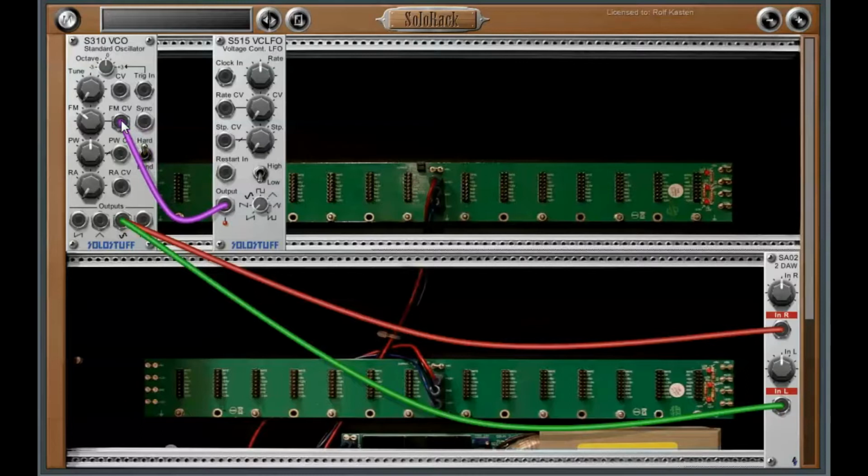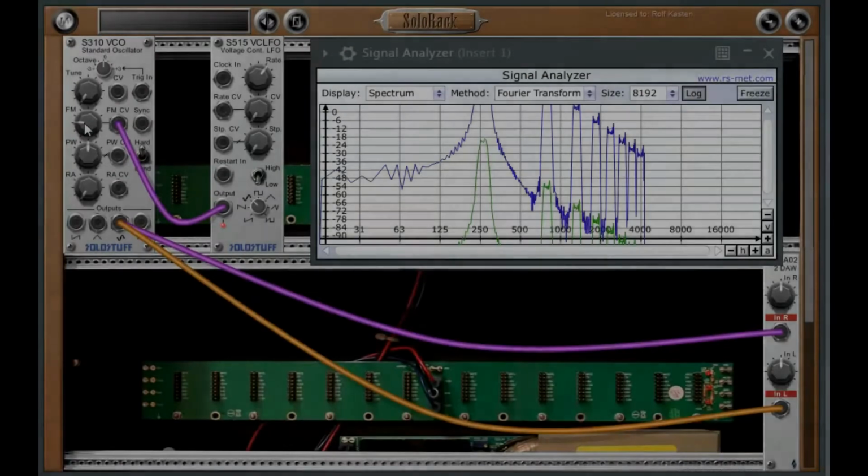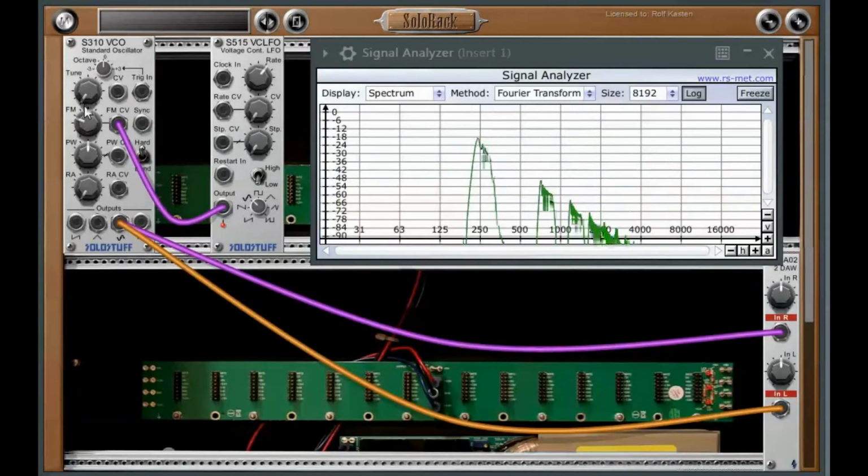Well, regulating and modulating are 2 different things. I can regulate the strength of the FM with the FM knob. That's right. Regulate in the meaning of adjust it to a certain amount. I can get nice little vibrations that way.